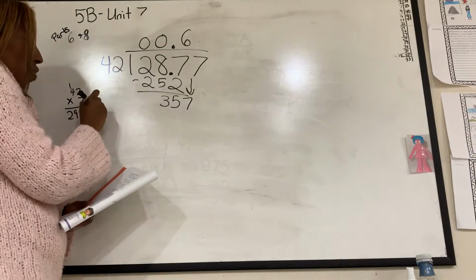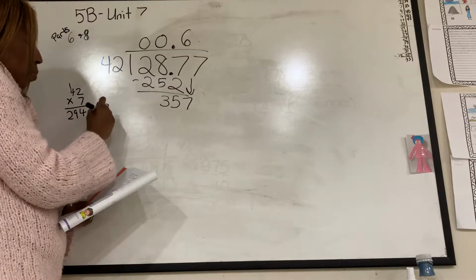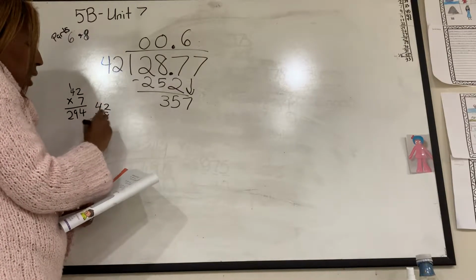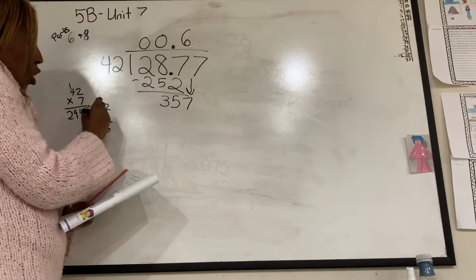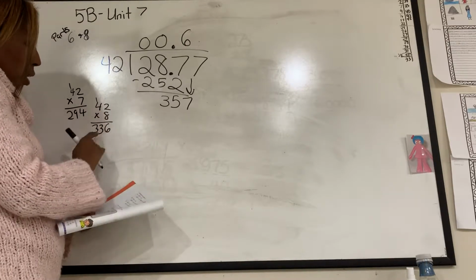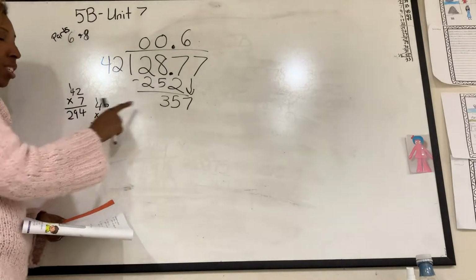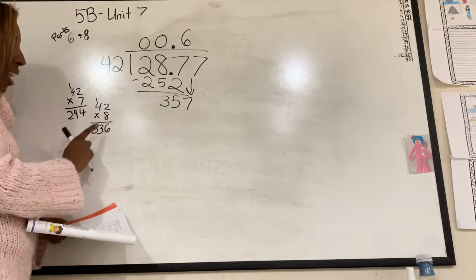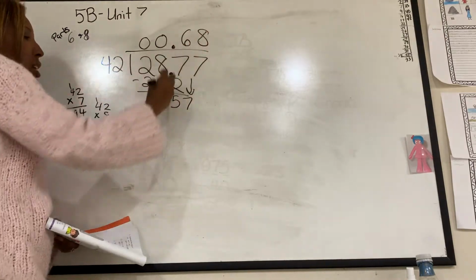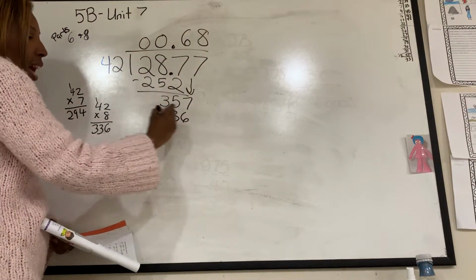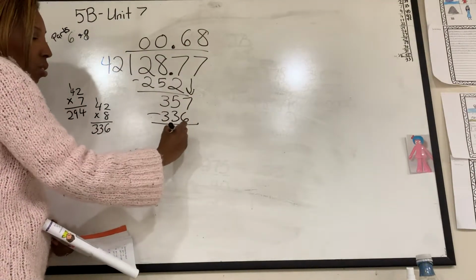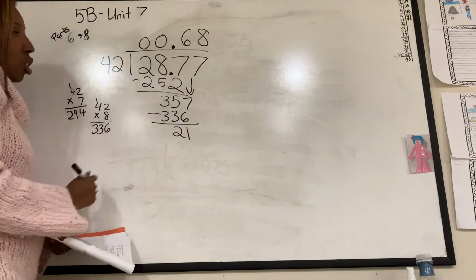Maybe 8. So let's see, if I have 42 times 8, that's going to give me, 8 times 2 is 16, write 6, carry 1. 32 plus 1 more is 33. Now I know that it can't be 9 because 9 times 4 is 36. That's too big. So it has to be 8. So I put the 8 here. I already multiplied it and got that. And I'm left with 21, 42 into 21.